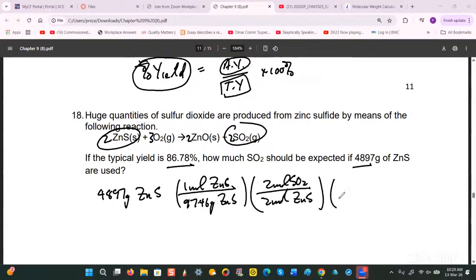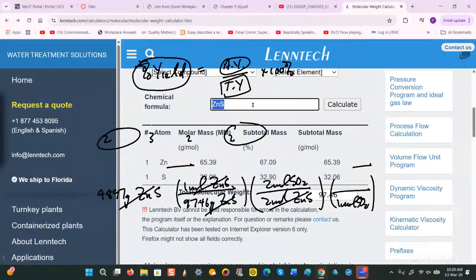And then we find the mass of the sulfur dioxide. Let me just cancel out these units first. So basically, we're going to multiply by the molar mass of sulfur dioxide. So 1 mole of SO2 would go down here. And up top, we're going to calculate the molar mass of SO2, and that is 64.06. So 64.06 grams of SO2.